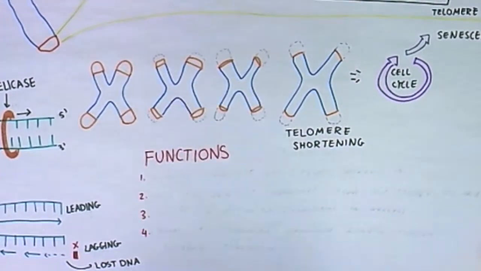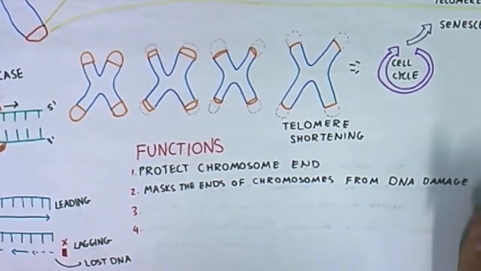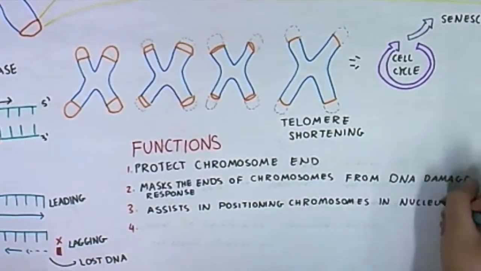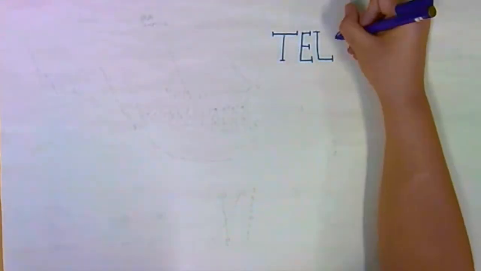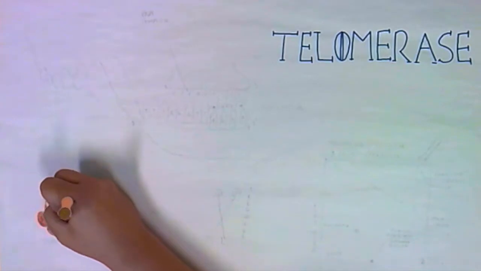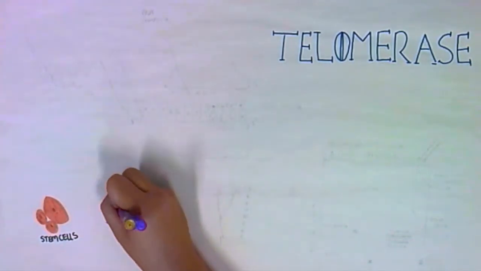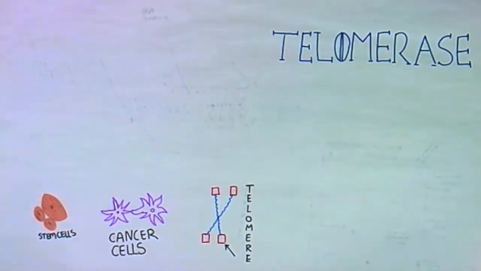Telomeres also serve other functions, such as positioning the chromosomes in the nucleus and preventing the response mechanism to DNA damage, which could trigger apoptosis. Telomerase is an enzyme that is increasingly active in highly proliferative cells, such as stem cells, germline and cancer cells, that all must maintain a telomere length in order for the cells to continuously divide.